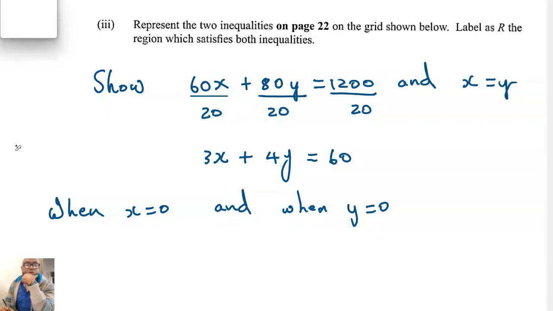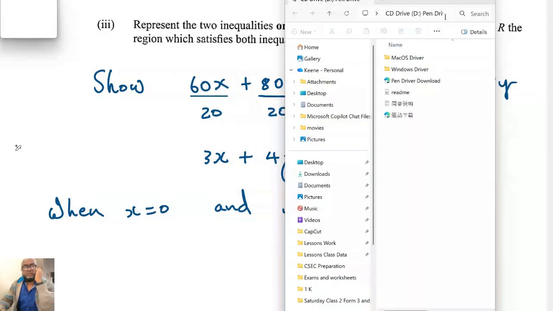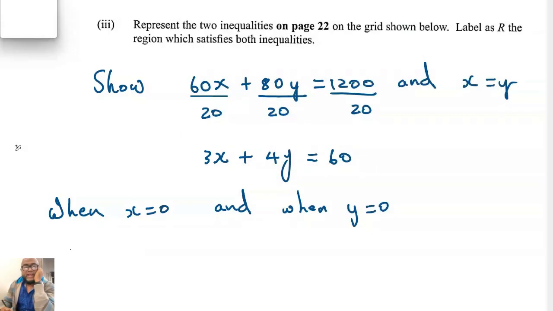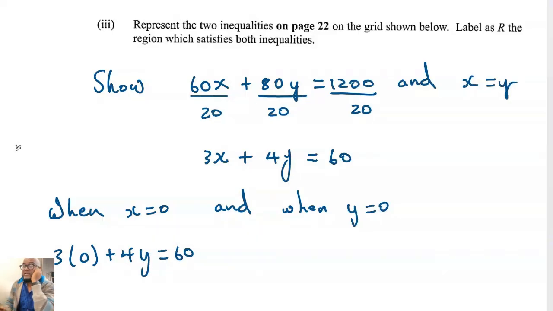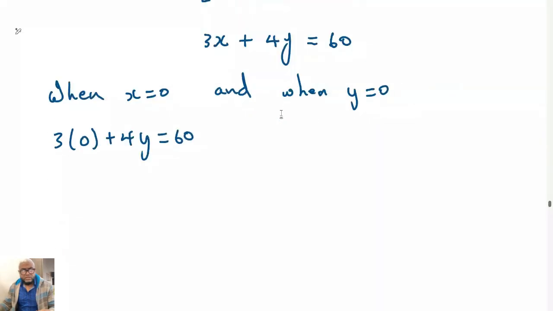So let me go. When x is 0, we're going to plug in x as 0 here. So it'll be 3 by 0 plus 4y is equal to 60. So you need to find y, right? Everybody with me? 3 by 0 is what? 0. So this will be 0, so 0 plus 4y will just be 4y is equal to 60.